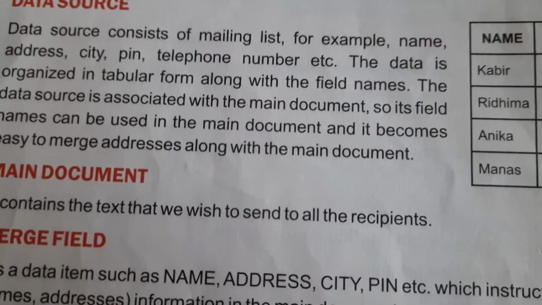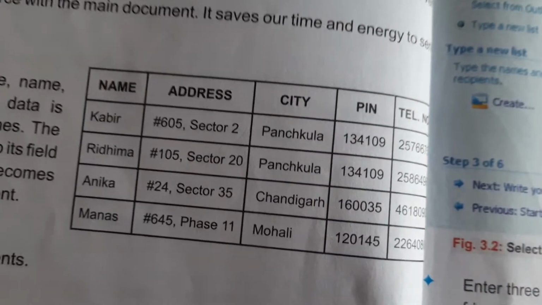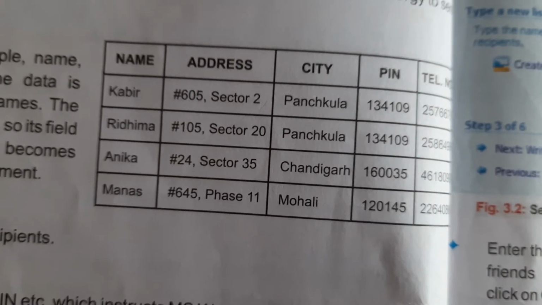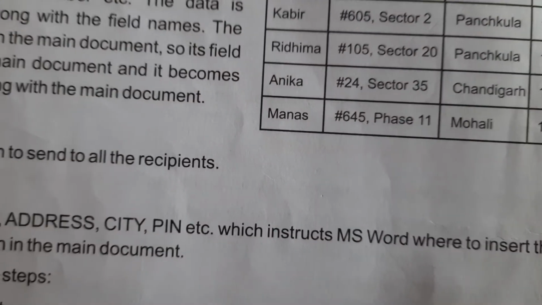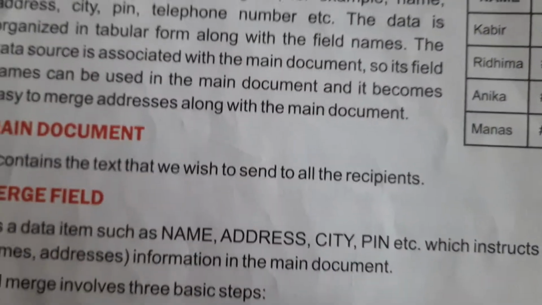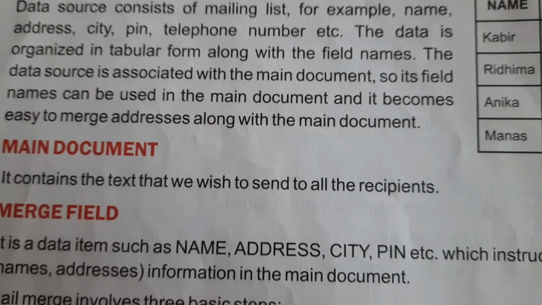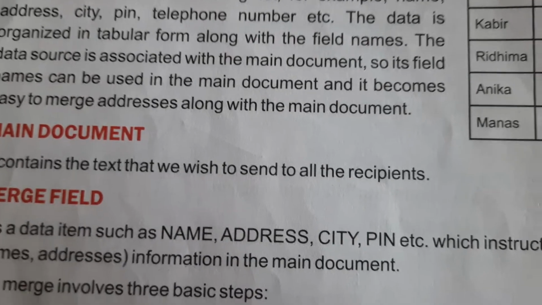The data is organized in tabular form along with the field names like this. This is our table. This is our data source. Name, address, city, PIN, telephone number, these are the fields. The data source is associated with the main document, so its field names can be used in the main document and it becomes easy to merge addresses along with the main document.